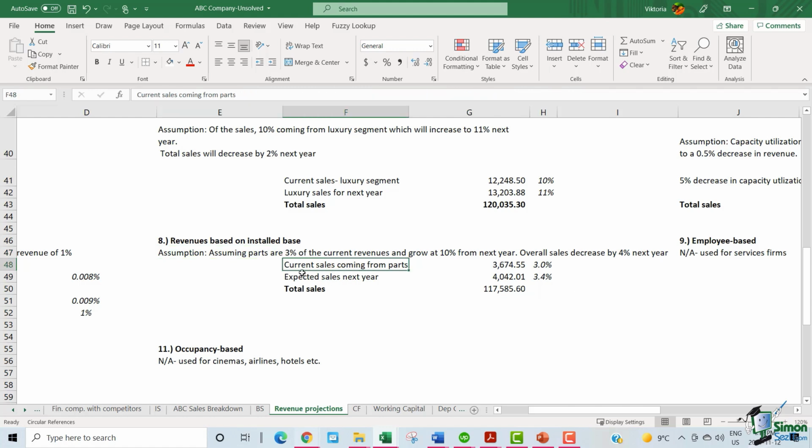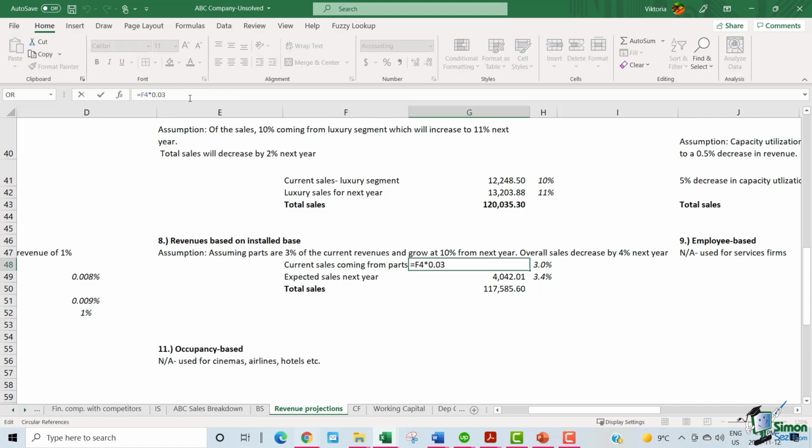So firstly, let's look at the current sales coming from parts, which is simply the current sales times the 3% that is now coming from parts. And then the expected sales next year from parts will grow by 10%. So we multiply the current sales coming from parts times 10% to arrive at the sales next year. The total sales decrease by 4% next year. So the total sales is 96% of the current year sales.